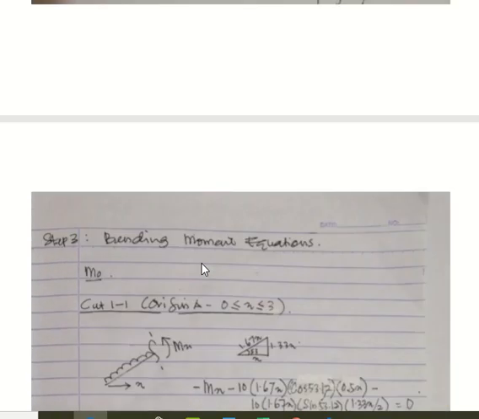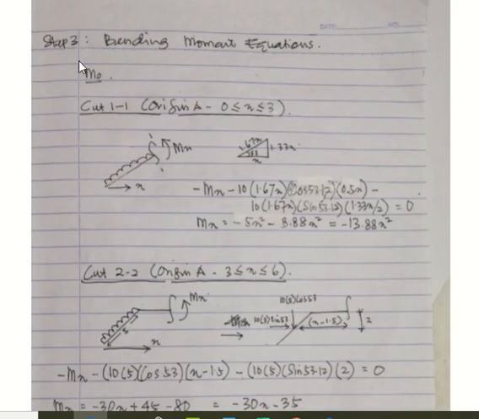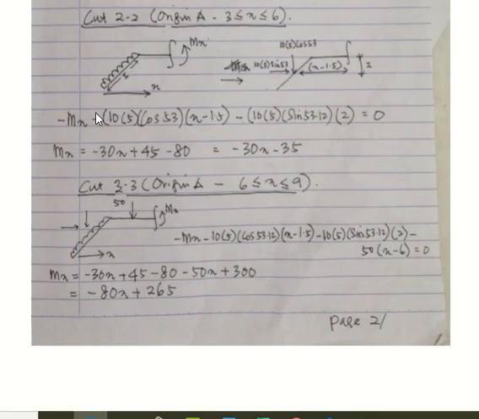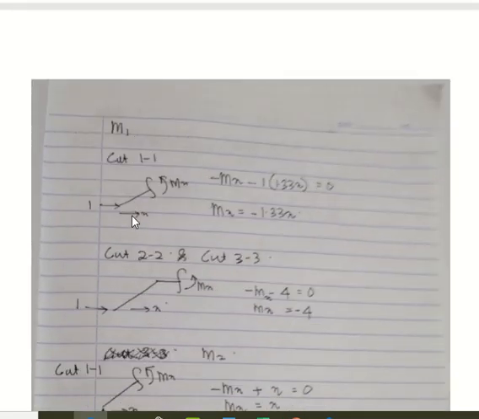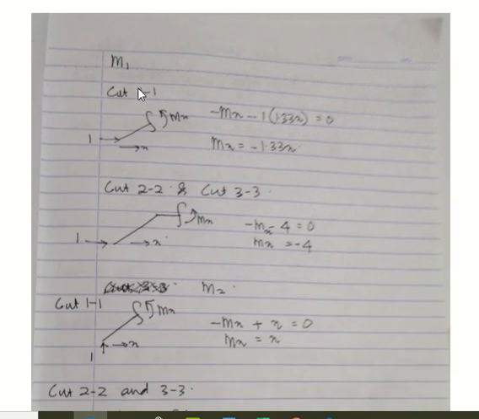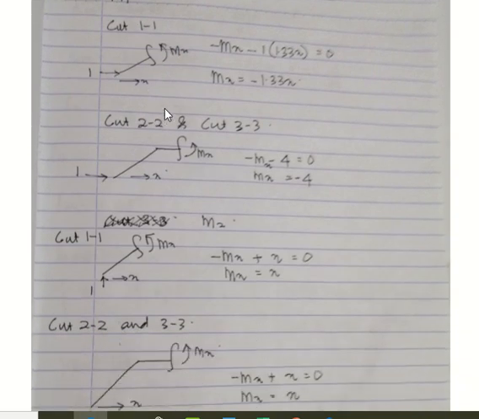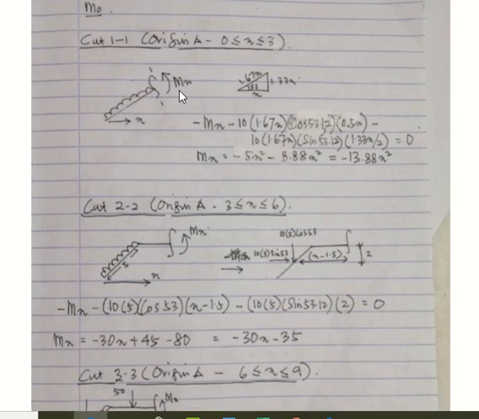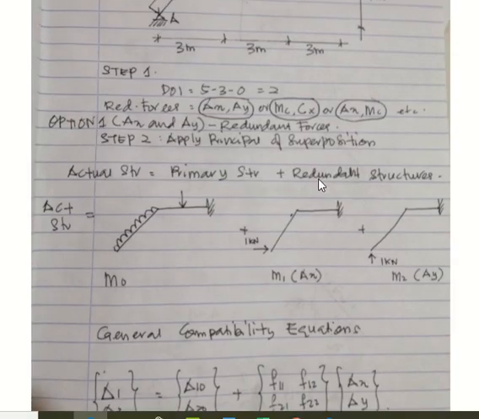Okay, we have settled our bending moment equation for primary structure for cutting number 1, cutting number 2, cutting number 3. Then we go for the second structure, which is redundant structure number 1, M1, cutting number 1, number 2, number 3. Please bear in mind, origin and limit, you must follow the primary structure. For redundant number 1, your structure looks like this.